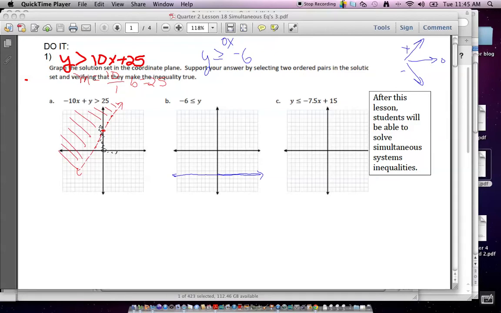Now, do I shade above or below? Above, how come? Not because it's facing that way. Why do I know I shade above? Because it's greater than. Greater than is above, less than is below. So here's my graph. Now, doesn't this further make sense that all of the y's up here, be it 0, 10, a million, a billion, they're all greater than or equal to -6? Okay?